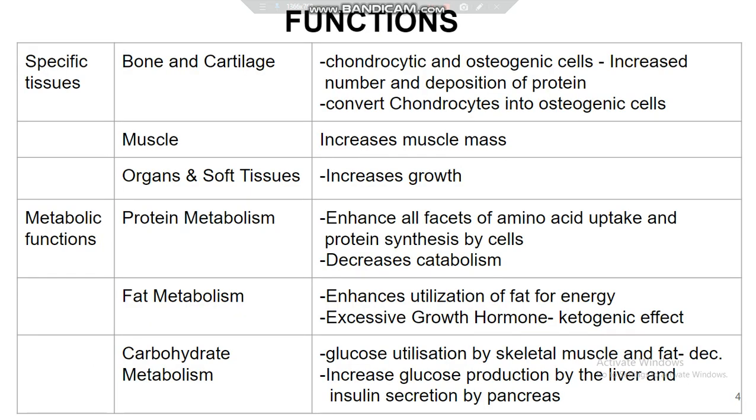Growth hormone stimulates growth of tissues by acting on specific tissues like bone and cartilages. It increases the number of chondrocytic and osteogenic cells and protein deposition in them. It increases muscle mass and the growth of visceral organs and soft tissues.